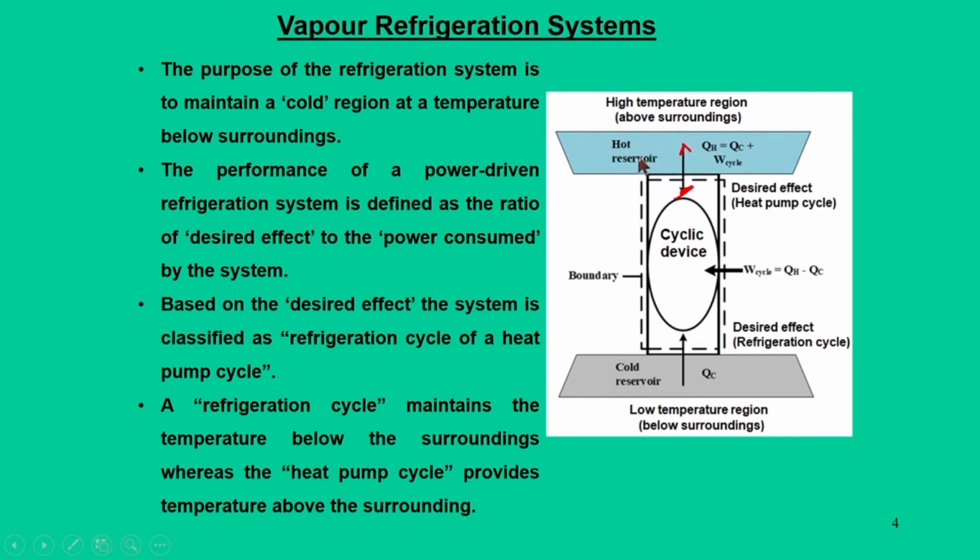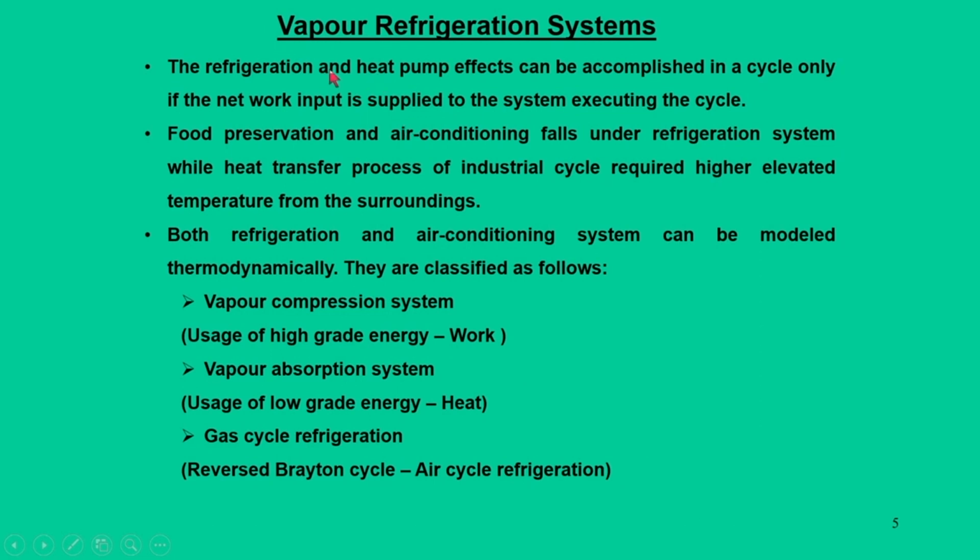So, the other side of the story is that your desired effect is the compartment in which we need to maintain the low temperatures. So, in that case your main requirement is heat extraction from the compartment. So, if you say that our desired effect is QC, then we call this a refrigeration cycle. A refrigeration cycle maintains the temperature below the surroundings, whereas a heat pump cycle provides the temperature above the surroundings. But both the cycles require some work input that needs to be supplied for executing the cycle.